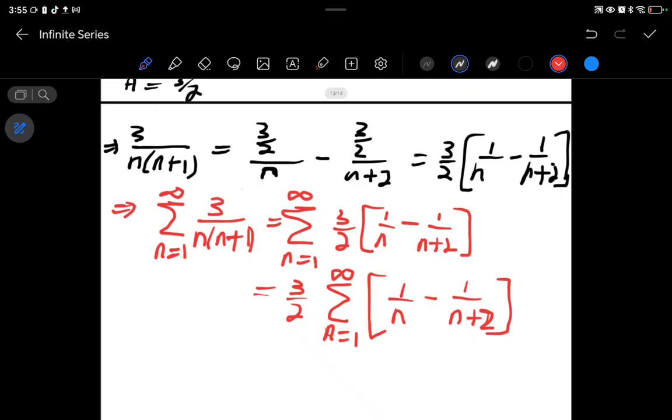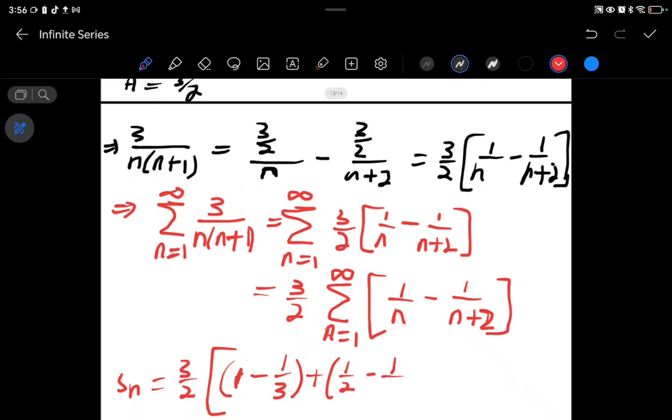So since we have this, now we can apply the partial sum. You see, right? We have 3 over 2. The partial sum will apply inside this bracket. So I said that we have to expand twice, right? So we have 1 over 1 is 1 minus 1 over 1 plus 2 will be 1 over 3, plus 1 over 2 minus 1 over 4, plus 1 over, is it 1 over 3 minus 1 over 5, right? Is it like this? Let me check.